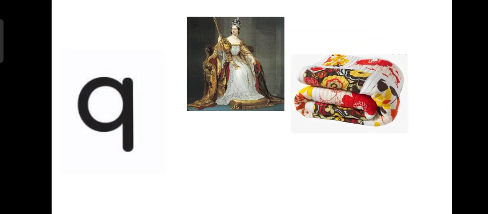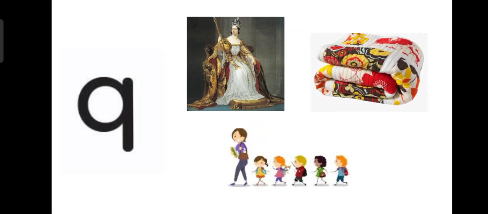The phonetic sound of this letter is Qu. Qu queen. Qu quilt. Qu queue.